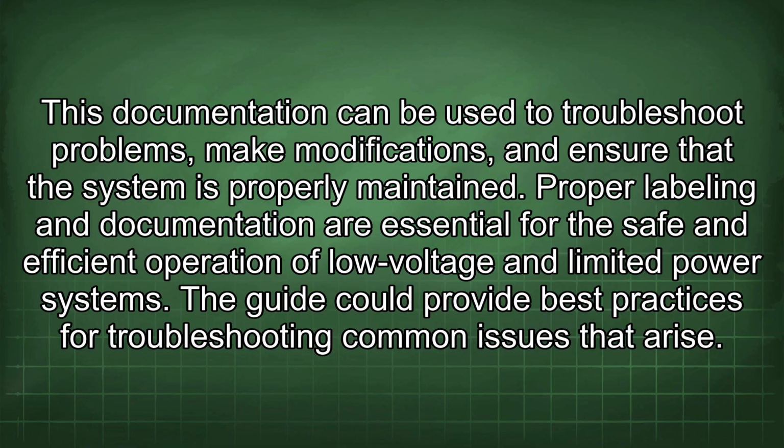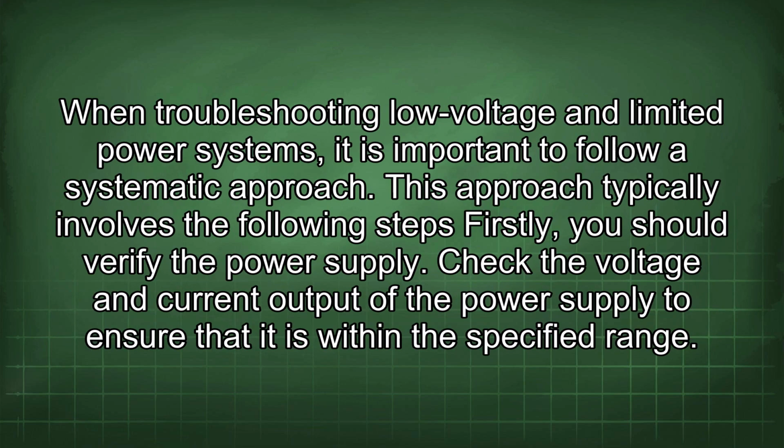The guide could provide best practices for troubleshooting common issues that arise. When troubleshooting low voltage and limited power systems, it is important to follow a systematic approach. This approach typically involves the following steps. Firstly, you should verify the power supply. Check the voltage and current output of the power supply to ensure that it is within the specified range.